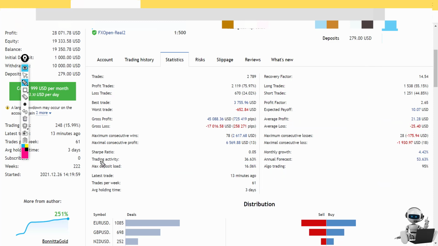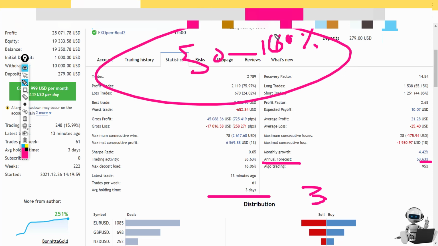Now the average holding time per trade is 3 days. That could be too much, but that's how the EA is working. We also have the annual forecast. You can expect to have 100% over a year, which is kind of good, to be honest. It is not that bad.